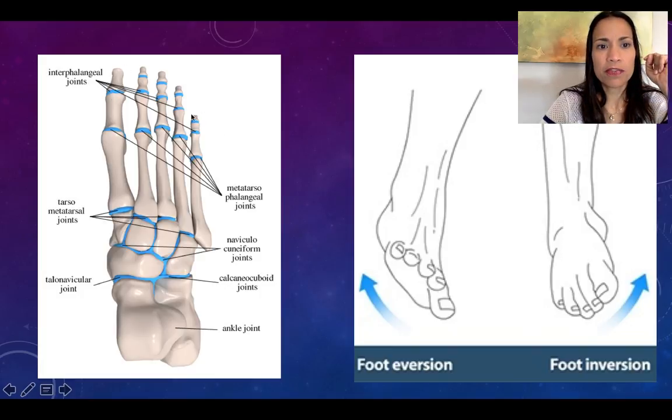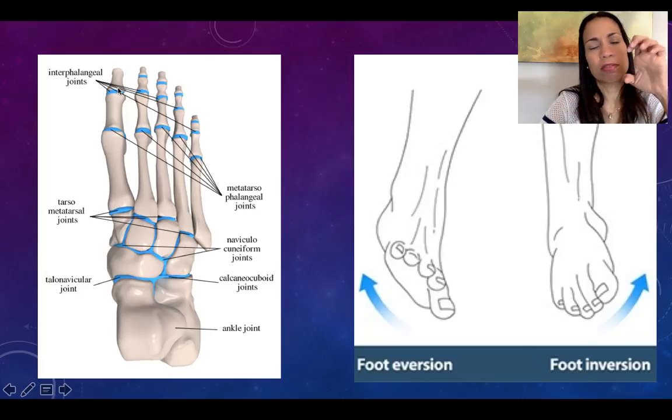The rest of the toes, second, third, fourth, and fifth digits, in those digits we have a proximal interphalangeal joint between the proximal and the middle phalanx, and a distal interphalangeal joint between the middle and the distal phalanx at each digit. And these articulations just allow the movement of flexion and extension.